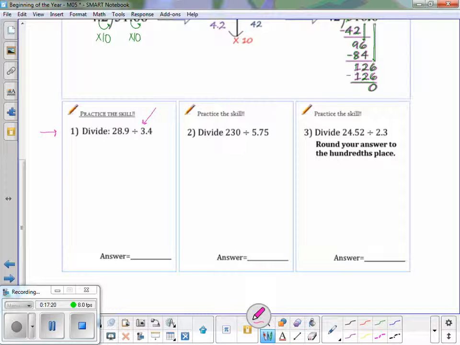You're going to round it to a whole number. Well, we're not going to round, but we are going to end up multiplying this by 10. So if we multiply 3.4 by 10, we also need to multiply our dividend. So our new problem is 289 divided by 34. Okay? And that's an equivalent problem. We've multiplied both parts of this by 10, but our divisor is now a whole number.